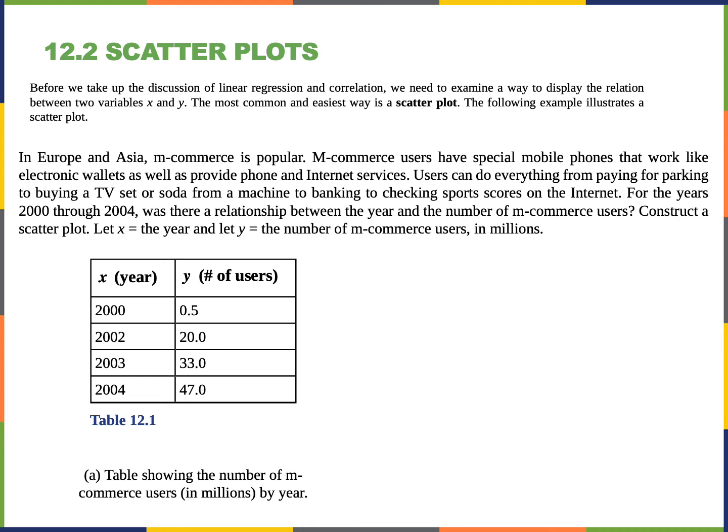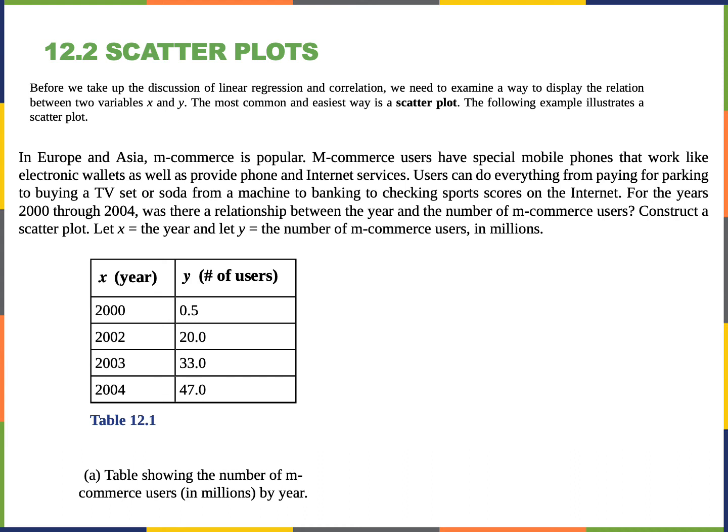Exciting for you. Okay, so 12.2 talks about scatter plots. So before we even get into regression and correlation, we need to be able to describe this way of graphing that shows the relationship between x and y. And the easiest way to do this is a scatter plot. So let's listen very carefully because this is super easy. If you get it the first time, you're going to be pro.